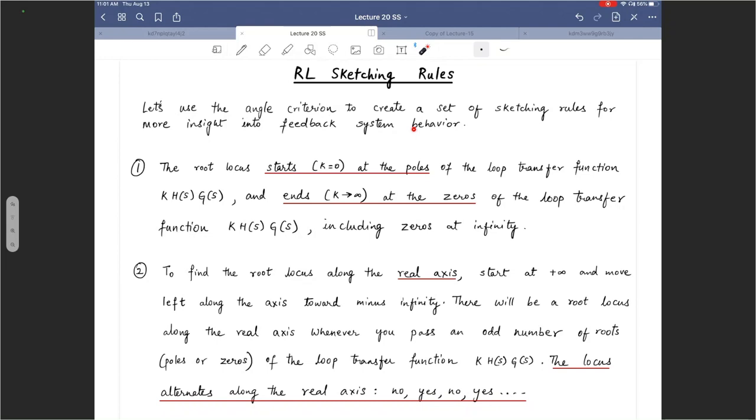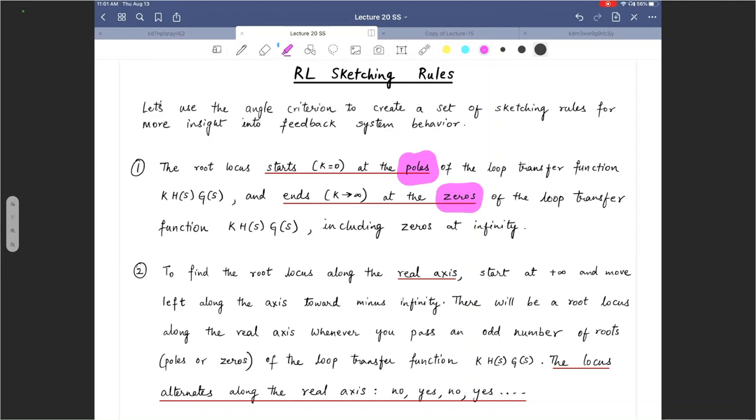And we are essentially going to be worried about 2 things: stability and damping. Those are the 2 things. The root locus starts at 0 when k is 0. So the root locus starts at the poles. And as you increase k, it will end at zeros. And we do this for the loop transfer function.